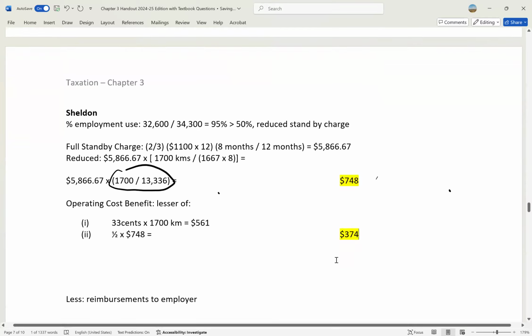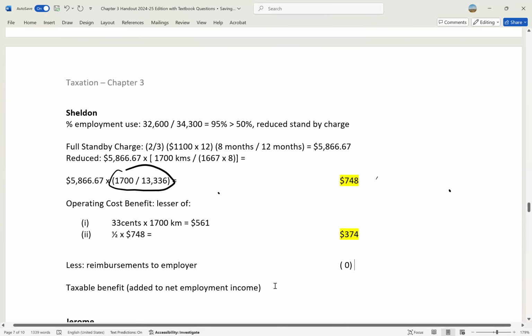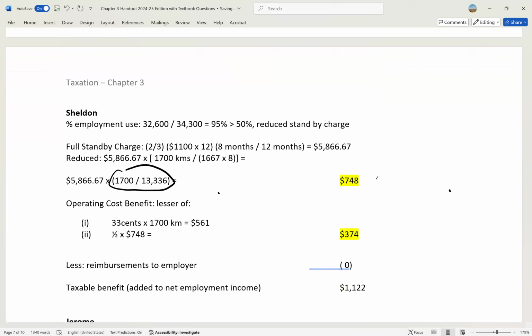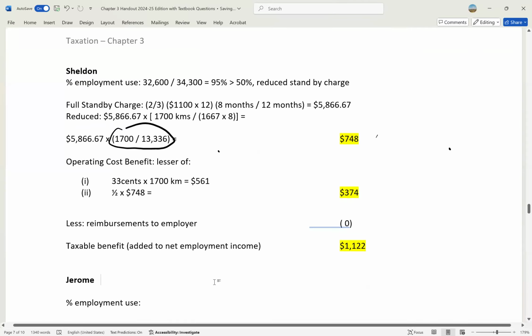Now, if he reimbursed his employer for using the car, that would reduce his taxable benefit, but there's no mention of that. So in this example, Sheldon would have to include 1,122 in his net employment income. That would be considered a taxable benefit for him having use of the company car for personal use. Any questions about Sheldon's calculation?